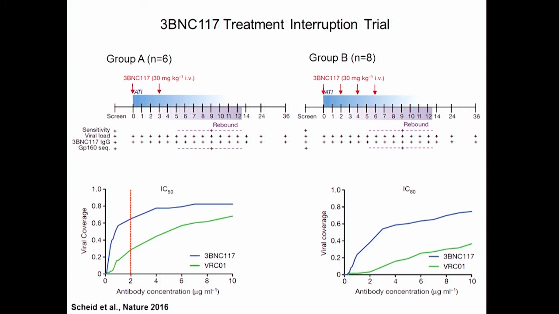A second group we enrolled in a fairly similar regimen, however, with more infusions. So again, these patients stopped their ART after a first infusion of 3bNC117, and then we followed with a second, third, and fourth infusion 2 weeks apart. And during that time, of course, they interrupted their ART.